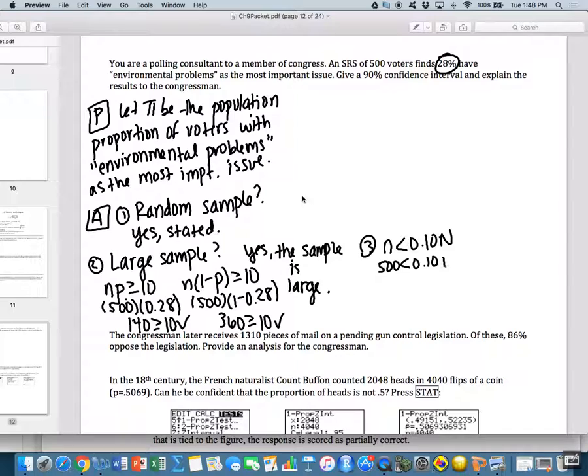We don't know the population size, so I want you to solve for the population size. Our population has to be greater than 5,000. We don't know anything about these voters, who they are. So we're going to write: assume the population of voters to be over 5,000 people.